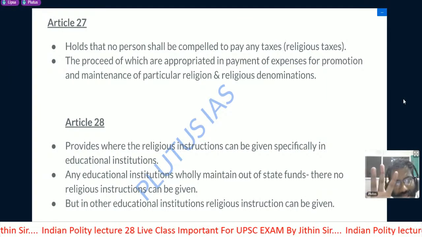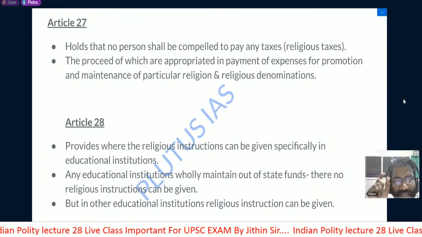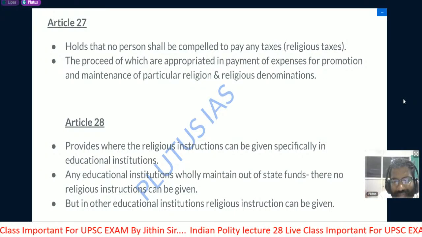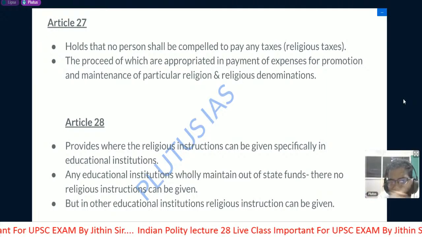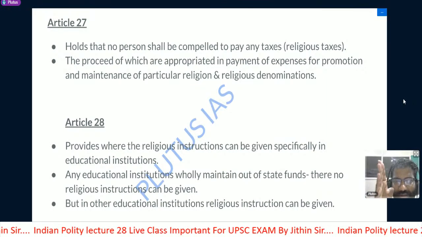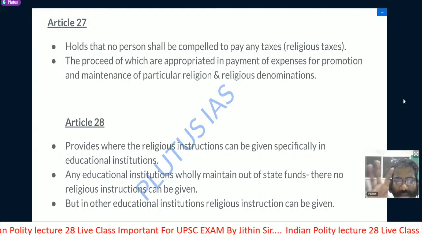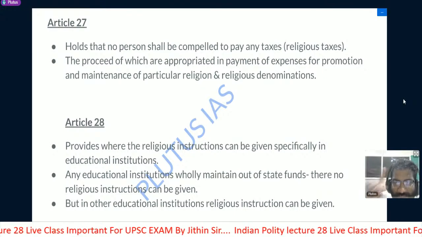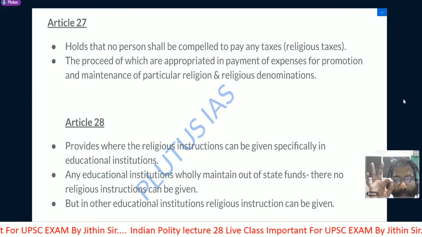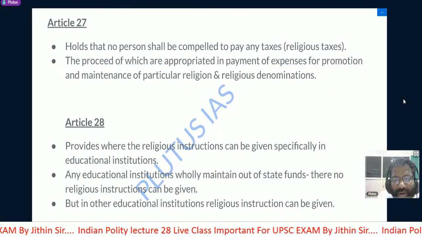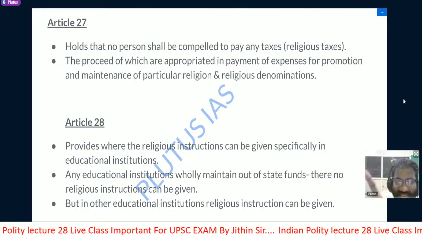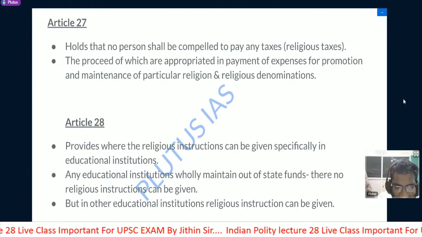Yes, the three are correct. If it is completely run by the state fund and is completely under the state or central government, no instructions can be given. Second, if the state or central government is monitoring, but the institution is registered as a trust, instructions can be given, but no one can be forced. Third, if partial aid is given from the government fund, instructions can be given, but no one can be forced.